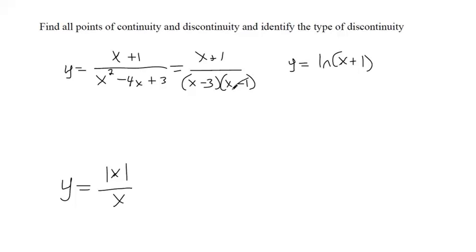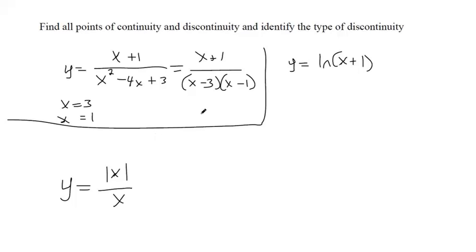Okay, so these don't cancel, right? That's one thing you always want to check for. But we have two infinite discontinuities at x equals 3 and x equals 1, because if you were to plug those in, you have a divide by 0 error. So those are vertical asymptotes. So those are infinite discontinuities.